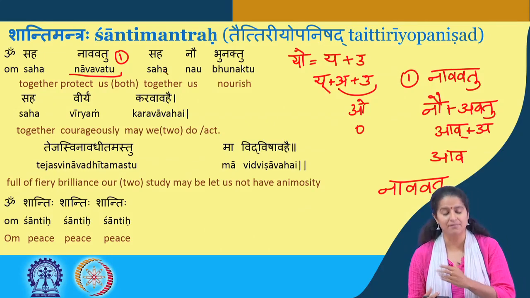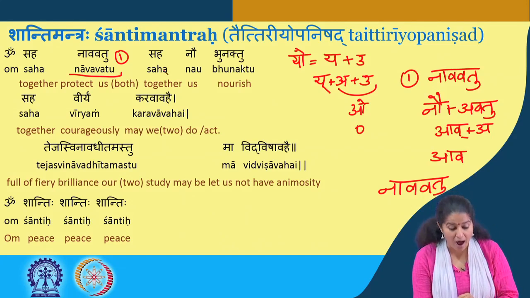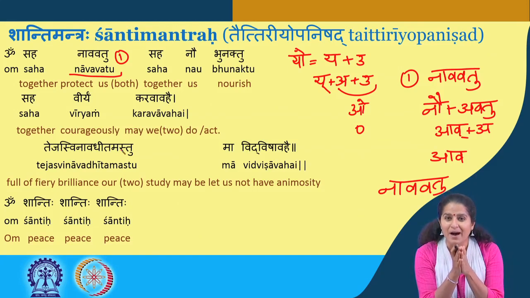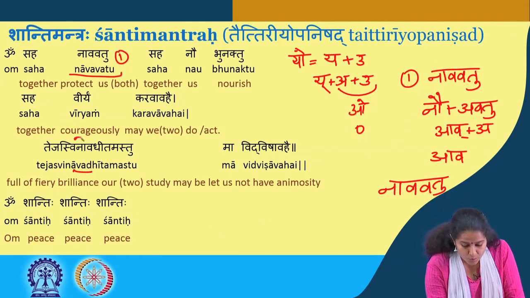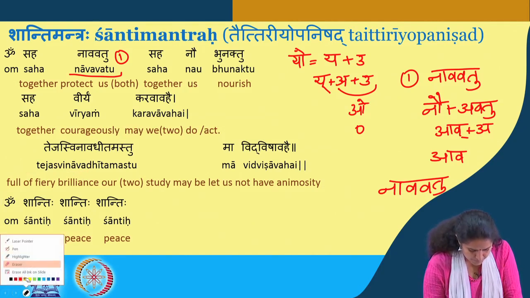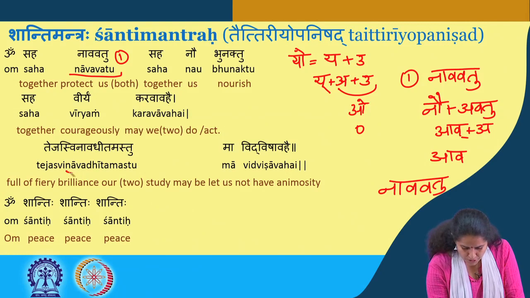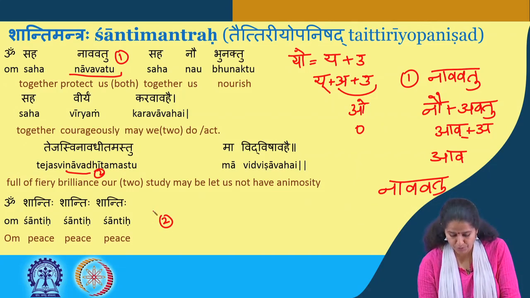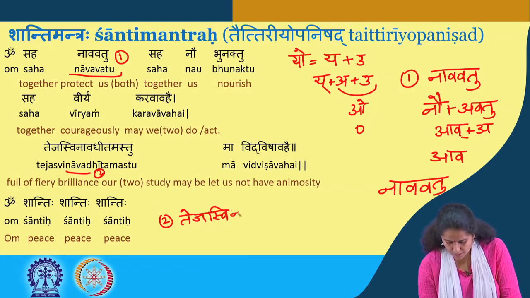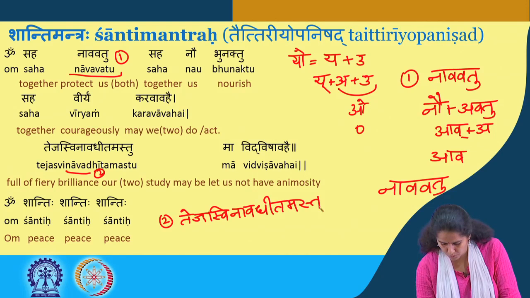So saha viryam karavavahai. Next, tejasvi navadhitamastu. So tejasvi navadhitam again gets split, and we saw the nava, you remember? So what does the nava break into? Tejasvi nau. There's not much place there, so I will write it out for you here. I will do this combination for you. So it's Tejasvi, Navadhitam, Mastu. Okay, that's the whole thing there.